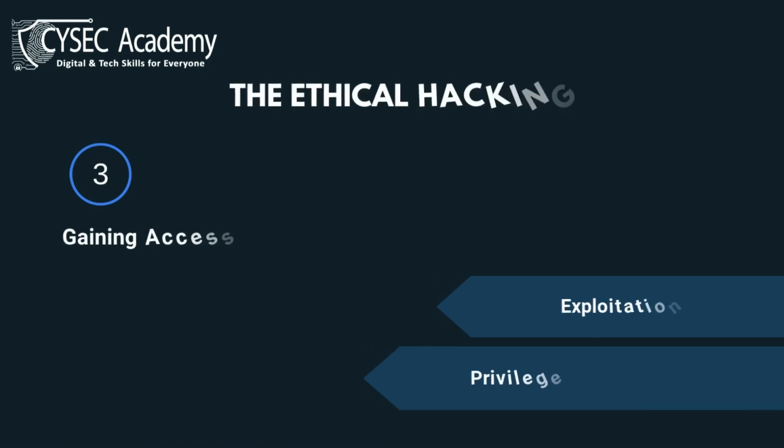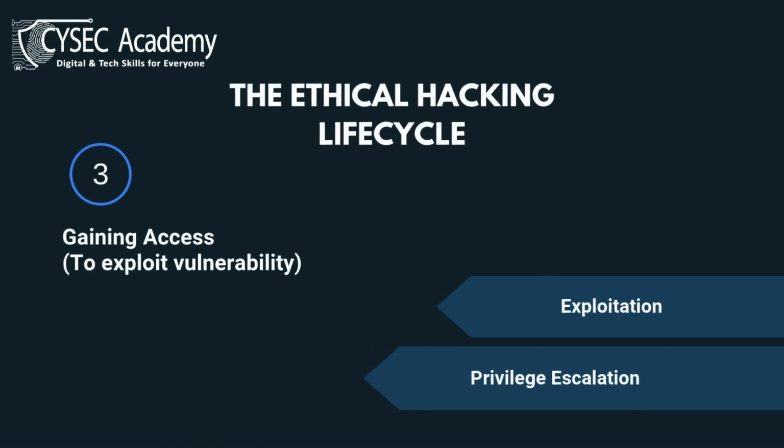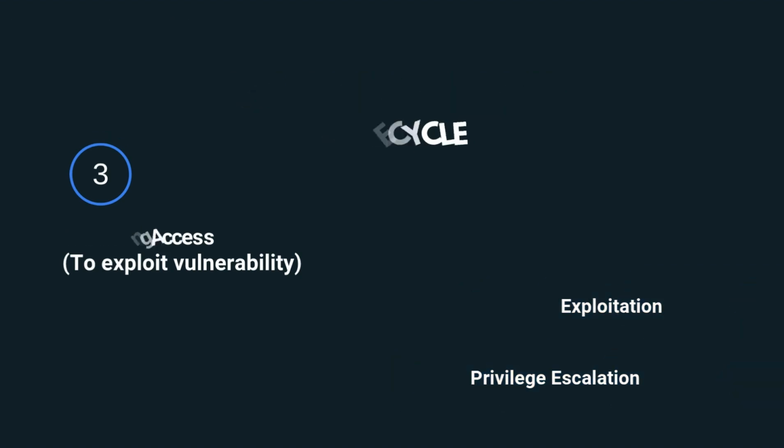Phase 3, Gaining access. This is the most well-known phase, where the hacker attempts to exploit a vulnerability to gain access to the system. This can happen in 2 ways, which are: 1. Exploitation takes advantage of a discovered vulnerability. 2. Privilege escalation gains higher-level access after initial entry.